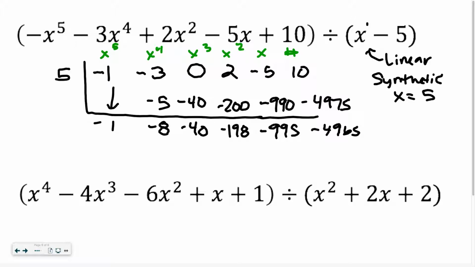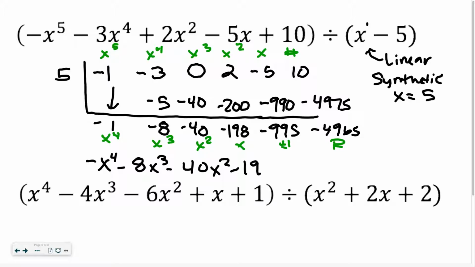My God, I should have done that one by long division. And I just have to put these back. Remember, everything will drop by 1. So this will be x to the 4th, x cubed, x squared, x, a number, and then this one's my remainder. So it's negative x to the 4th minus 8x cubed minus 40x squared minus 198x minus 995 minus 4,965 all over x minus 5.